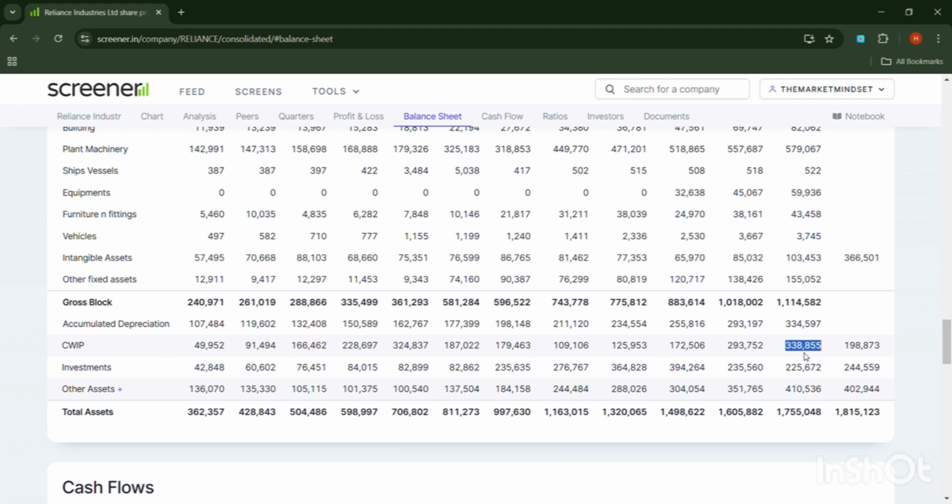However, a very high or rapidly increasing CWIP could indicate delays in completing projects or insufficient use of capital, which is not ideal. So next is investments. Investments in the balance sheet basically represent the money a company has spent to purchase financial assets that it expects to hold for a long period, such as shares of other companies, bonds, or real estate. These are not part of the company's core operations but are made to earn returns or for strategic reasons like owning a stake in the company.